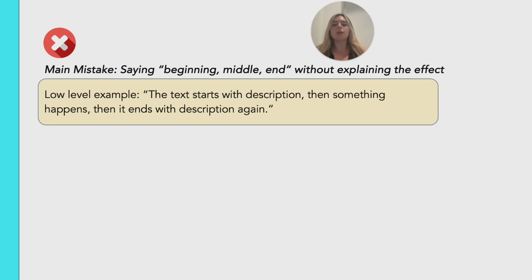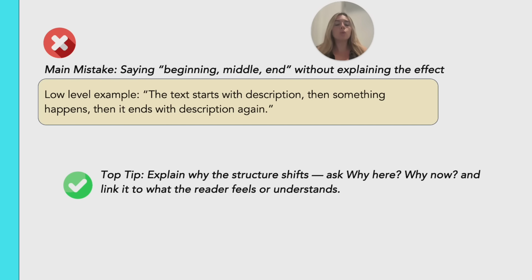For example, the text starts with description, then something happens, then it ends with a description again. That is a low-level example. Whereas what we want to do is explain why the structure shifts, ask why here, why now, and link it to what the reader feels or understands. Now, this is the most important thing for structure when we're commenting on it. All I want you to think about is, why is it here?